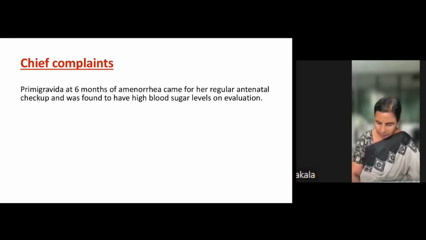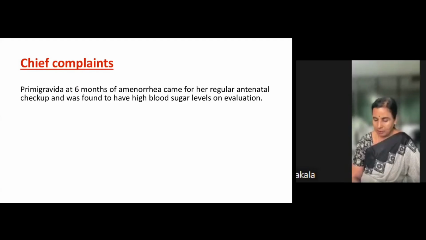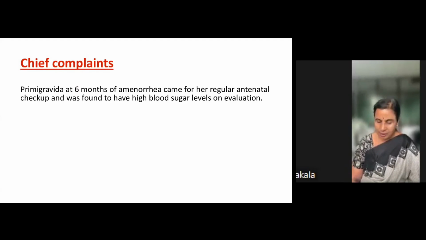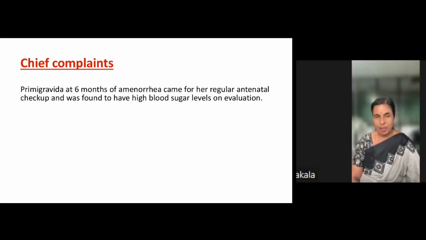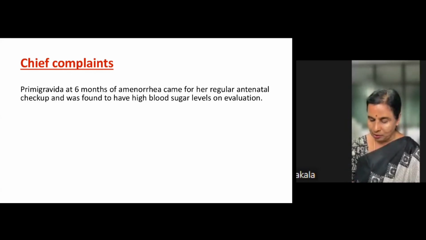That is, you give 50 grams of glucose diluted in 250 or 300 ml of water, and then you take fasting, 1 hour, 2 hour, and 3 hour samples. Fasting should be 95, 1 hour should be 180 milligram, 2 hours should be 155, and 3 hours should be 140 milligram per deciliter. That is the primary ACOG recommendation. What is the NDDG criteria? That is the ACOG alternative test.